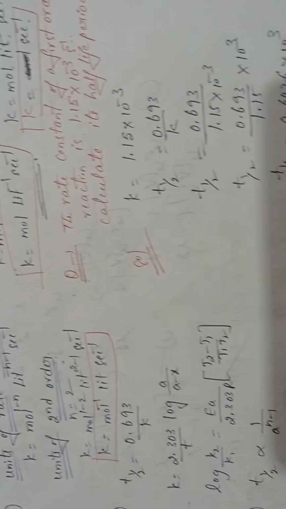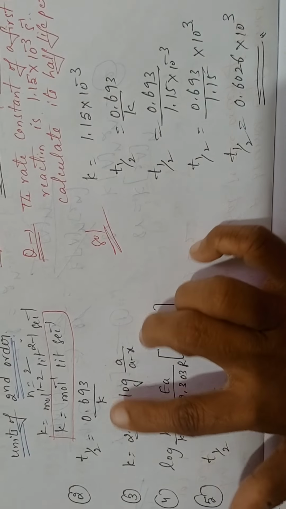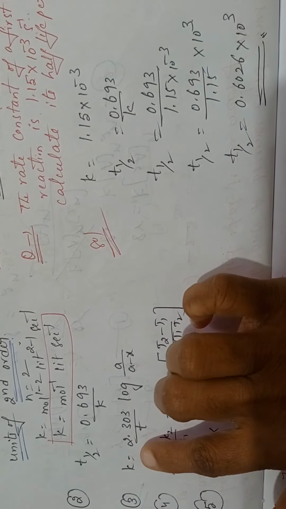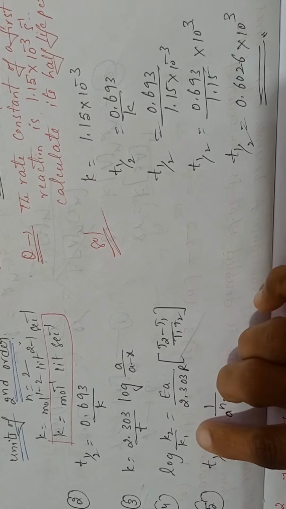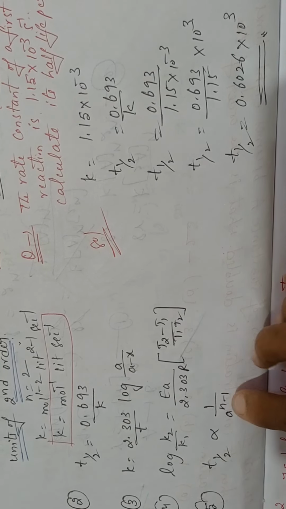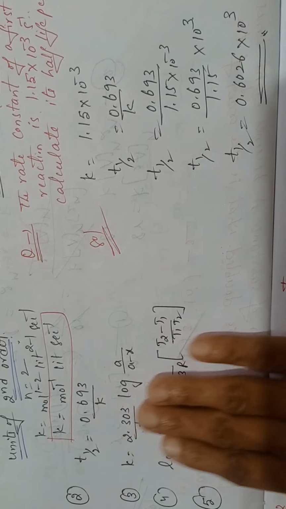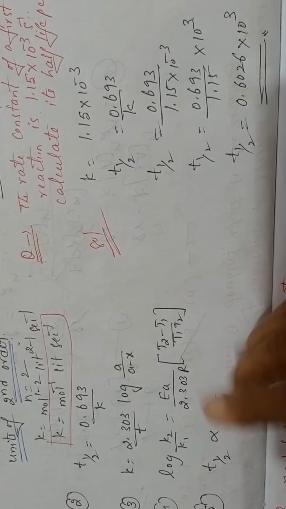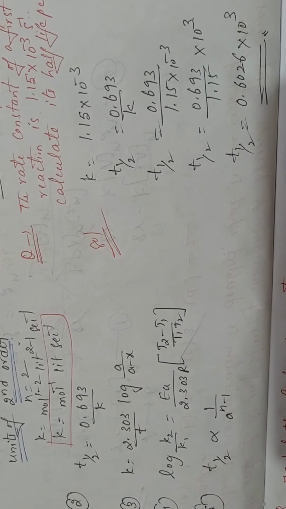And what are the important formulas? See here, T half is equal to 0.693 by K. This is rate constant. Then the logarithm of K2 by K1 is equal to, and T half is directly proportional to 1 by a to the power of n minus 1. These are the important formulas, students. Practice these formulas once. Based on these formulas, now I'm going to discuss the problems.